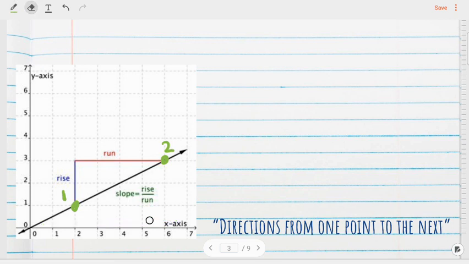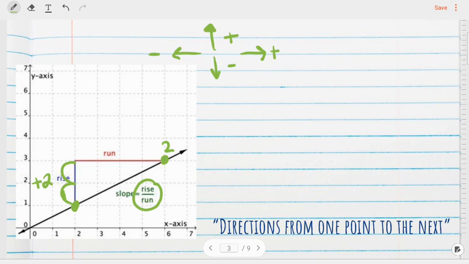So how do I get from point 1 to point 2? We're always going to do the rise over the run, so I'm going to count up or down first. I'm going to count up 1, 2 spaces. And this is something I'd like you to write down. When you count up, that's a positive direction. When you count down, that's a negative direction. When you count to the right, that's a positive direction. And when you count to the left, it's a negative direction.